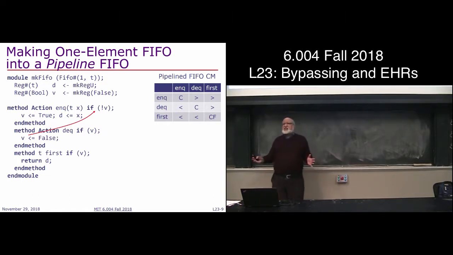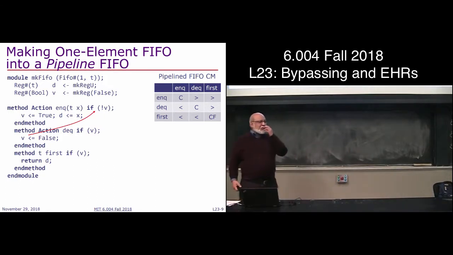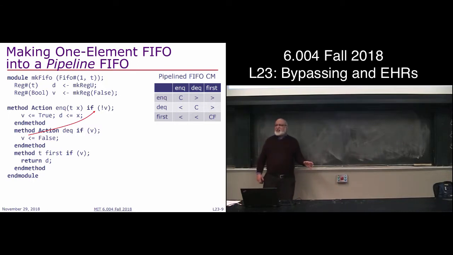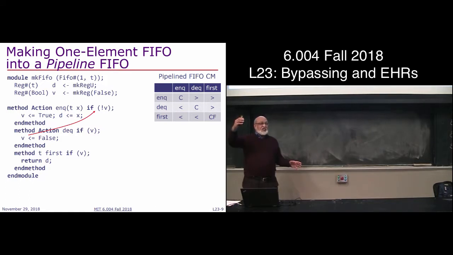Because ordinary registers do not allow this communication. You know, two methods cannot talk to each other except through the next cycle. I want to do it in the same cycle. Any ideas how we'll proceed with this? What is this reminiscent of? Somebody is writing into V and another method wants to read it in the same cycle. What does that remind you of?